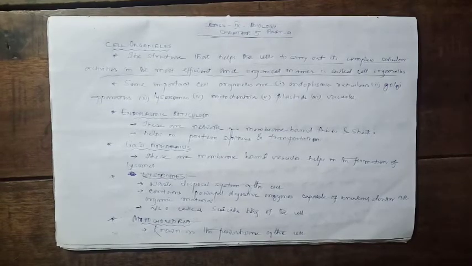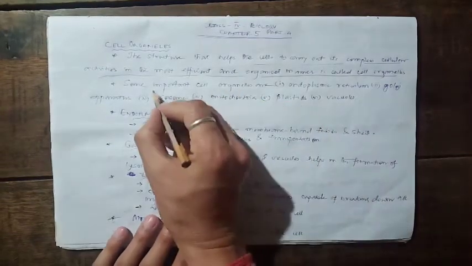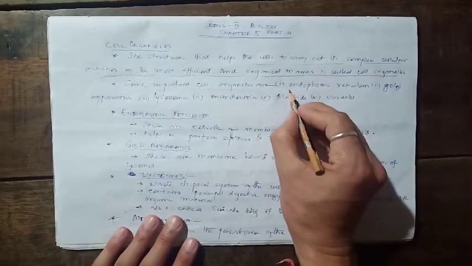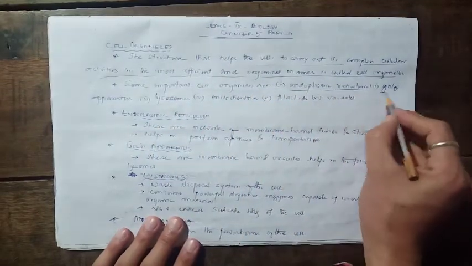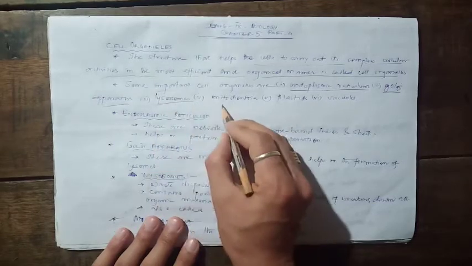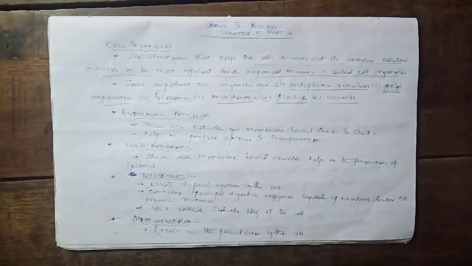Students, some of the important cell organelles present inside the cells are endoplasmic reticulum, Golgi apparatus, lysosomes, mitochondria, plastids and vacuoles. So we have 6 important organelles present inside the cells. Let's discuss these cell organelles in brief.